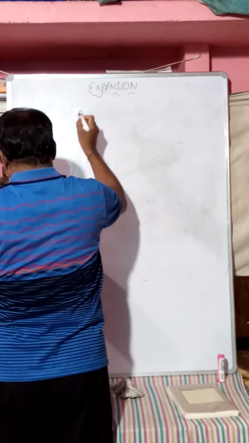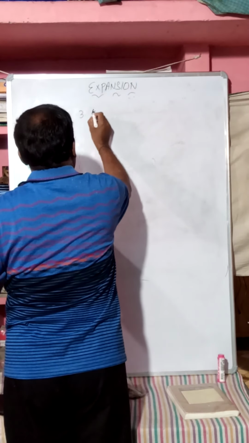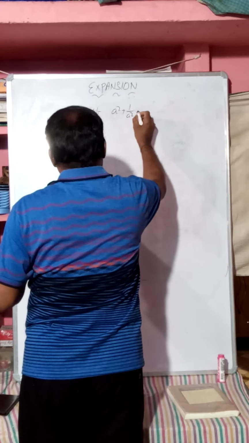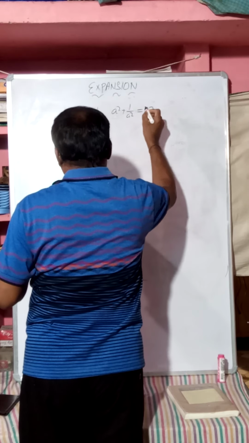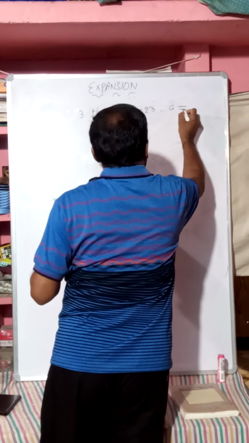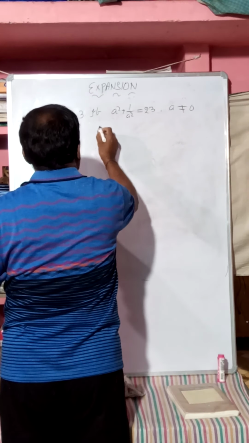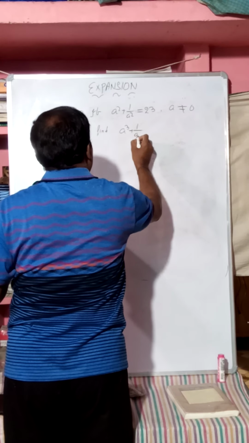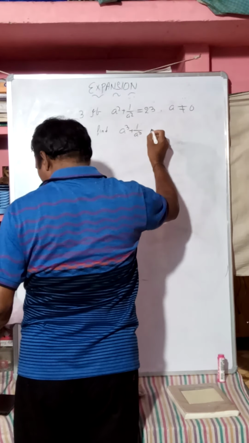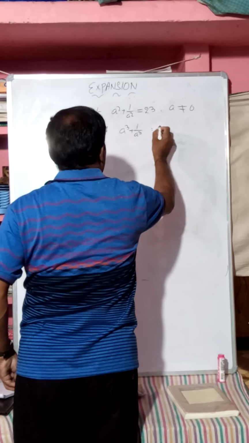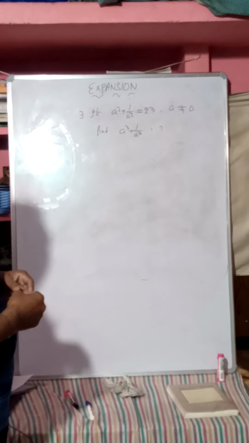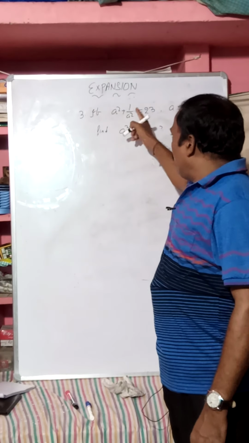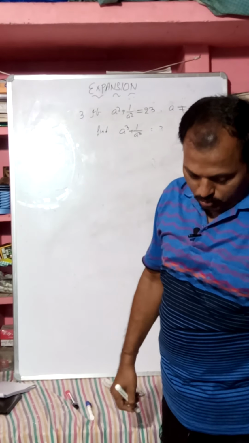Question number 3. If a square plus 1 upon a square is equal to 23 and a is not equal to 0, then find a cube plus 1 upon a cube is equal to how much? Now, this is the given point. This is to find out.